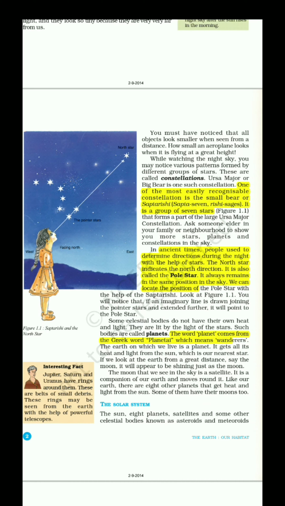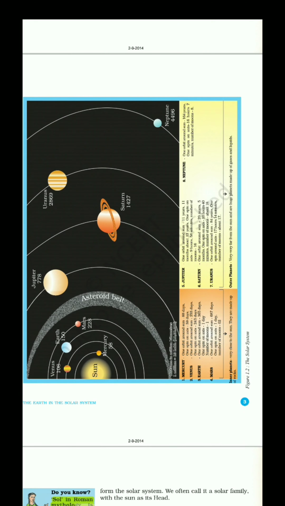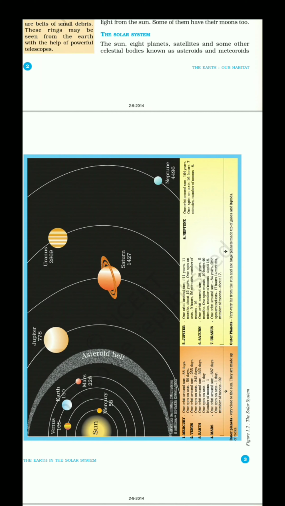So next is the solar system, 8 planets. Here are the 8 planets: Sun, Mercury, Venus, Earth, Mars. Then there is an asteroid belt: Jupiter, Saturn, Uranus, Neptune, right?